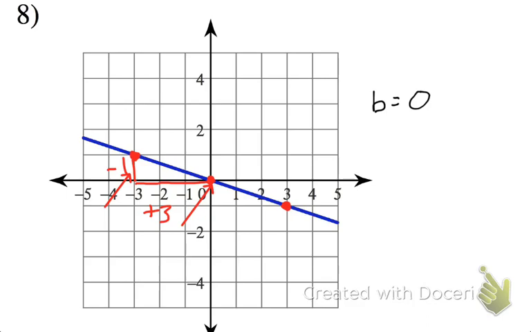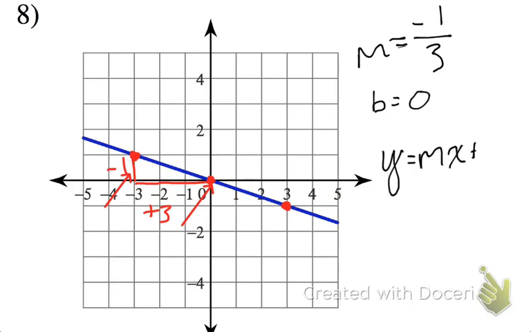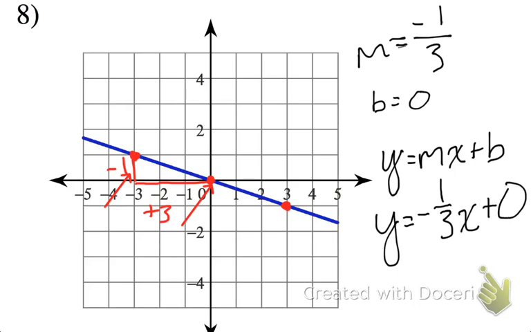Rise over run. Slope m equals -1 over positive 3. So -1/3. Y equals mx plus b. Y equals -1/3 x plus 0.